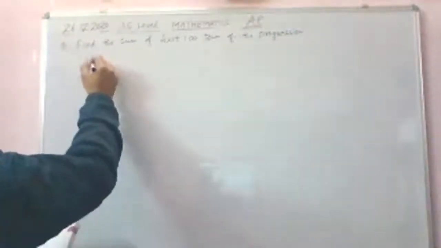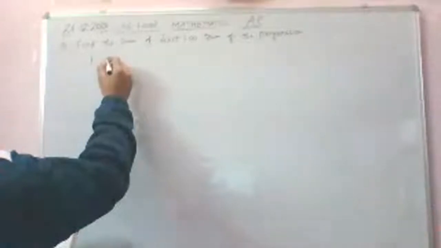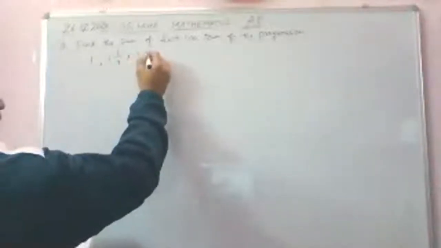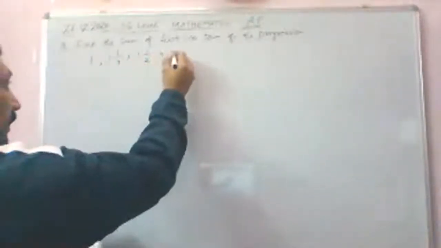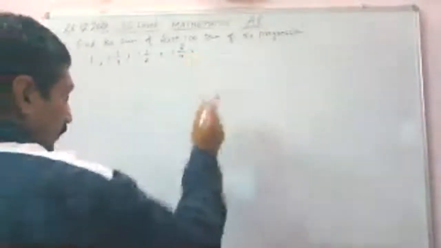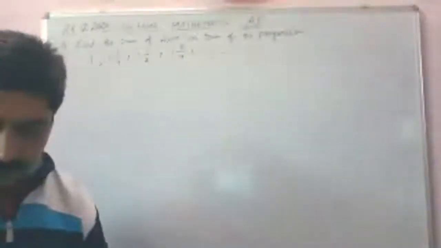Find the sum of 100 terms of the progression. First term is 1, then 1 by 4, then 1 by 2, then 1 3 by 4, and so on. So here these are in a mixed form.